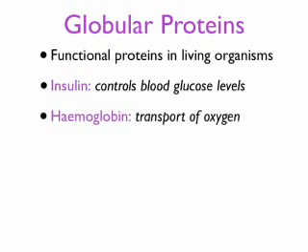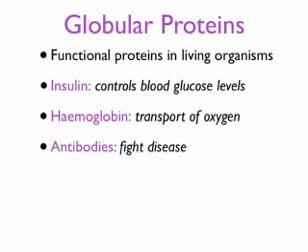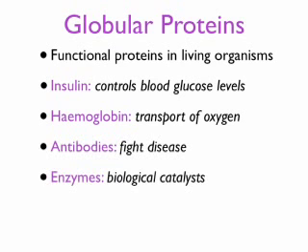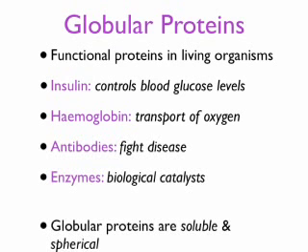Hemoglobin is in fact a protein, and it's largely responsible for the transport of oxygen throughout the body. Antibodies, some in and of themselves proteins, fight disease. And there are many protein enzymes that act as biological catalysts. Now, all of these globular proteins tend to be soluble and they're spherical, much like we saw the globular nature of amylose. These are also spherical in nature. They don't draw out into long stringy strands like the structural proteins do.